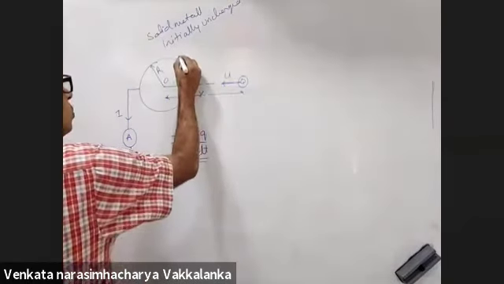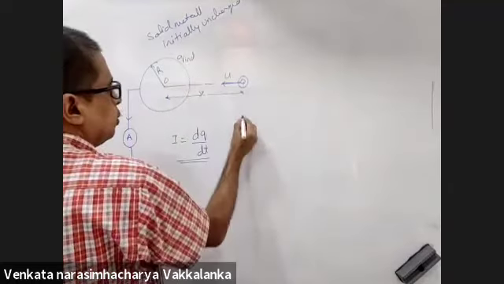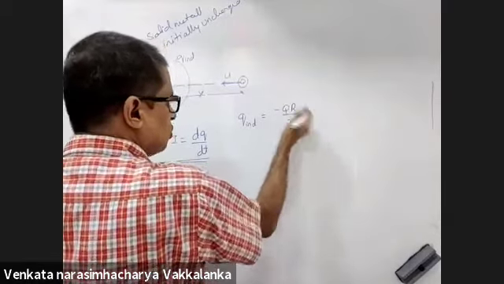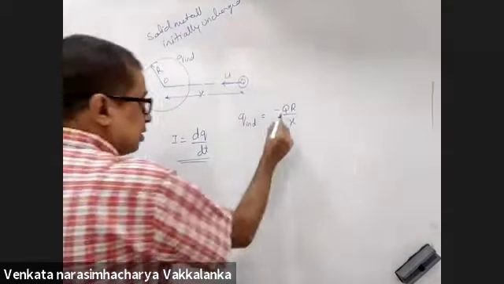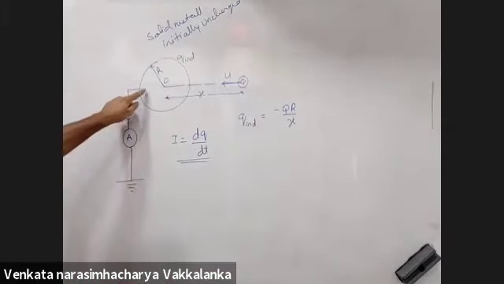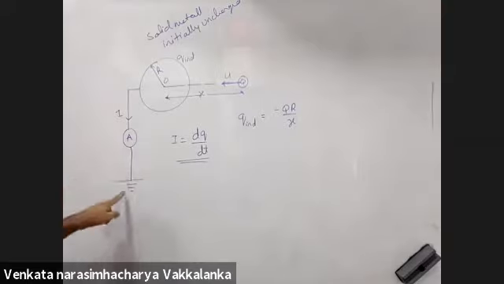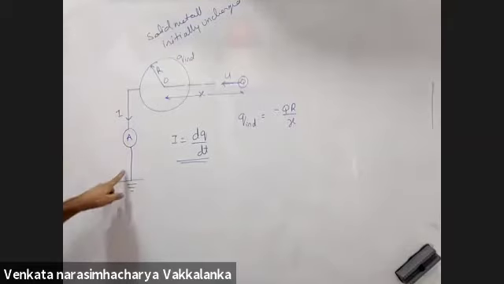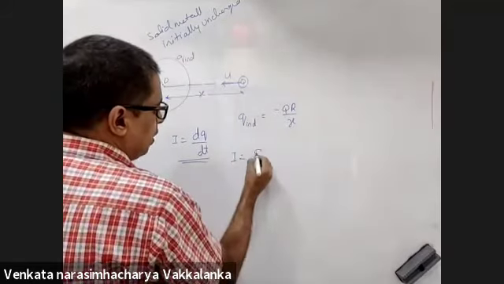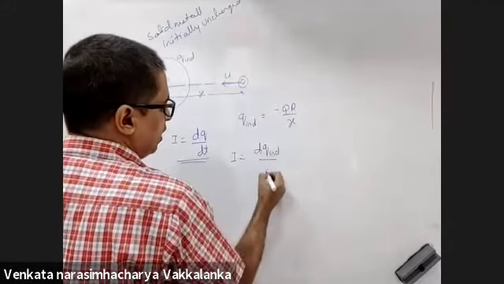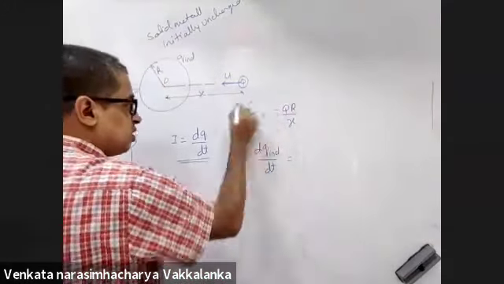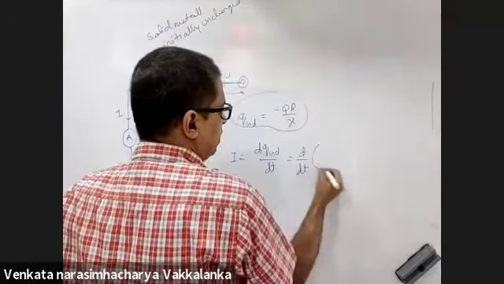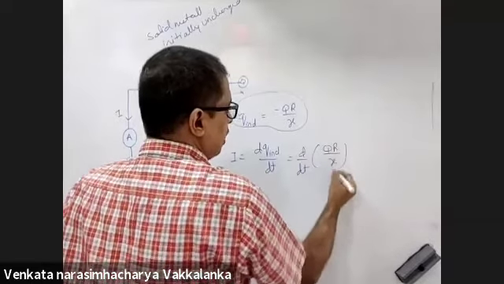All that we do here is Q induced. You already calculated how much is Q induced: minus QR by X. That means either that negative charge came from the ground or equal positive charge went into the ground. Our current convention is equal positive charge going into the ground. So I will take dq induced by dt. I am taking the positive charge of this quantity going in this direction. d by dt of q induced is QR by x.